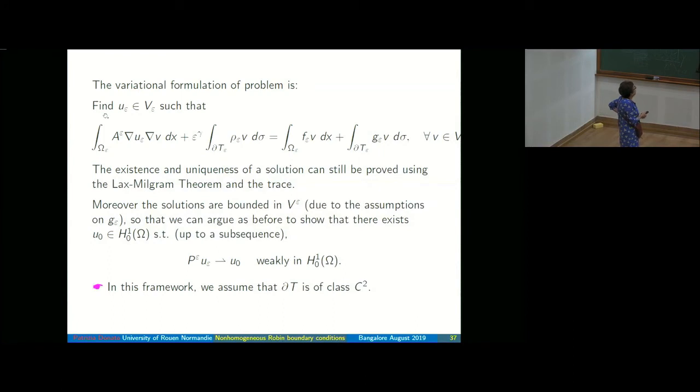Okay, we can prove that the solutions are still bounded in V epsilon because we choose G epsilon in a suitable way. Then, up to a subsequence, P epsilon U epsilon converges to U0 in H10, and we want to know what the limit problem is. Here we assume that the boundary of T is of class C2 because we need some regularity results for PDEs. Actually, this is not necessary anymore in unfolding, but okay.